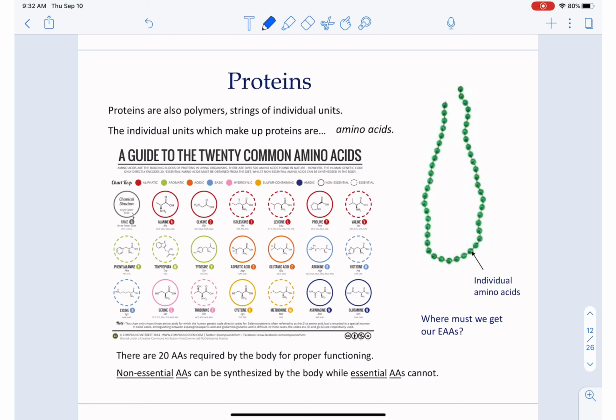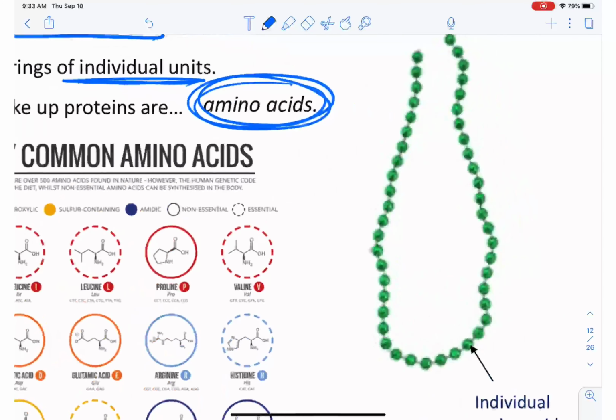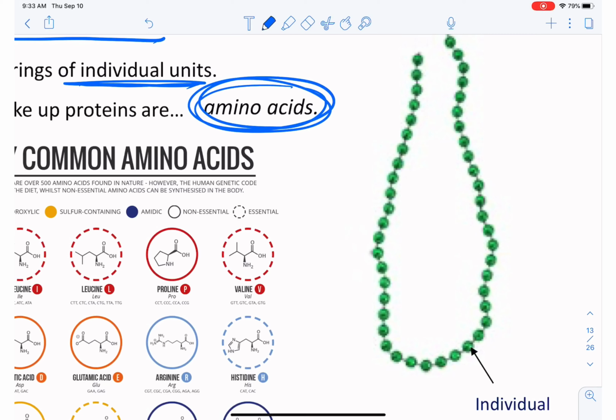So that brings us to the next nutrient we're going to talk about, which are proteins. And just like carbohydrates, proteins are polymers. They're molecules that are made up of many individual units. But now the individual units that are going to make up proteins are amino acids. So if this represents a protein in its linear structure, the individual units that make up a protein are amino acids. These are all individual amino acids that are covalently bound together.